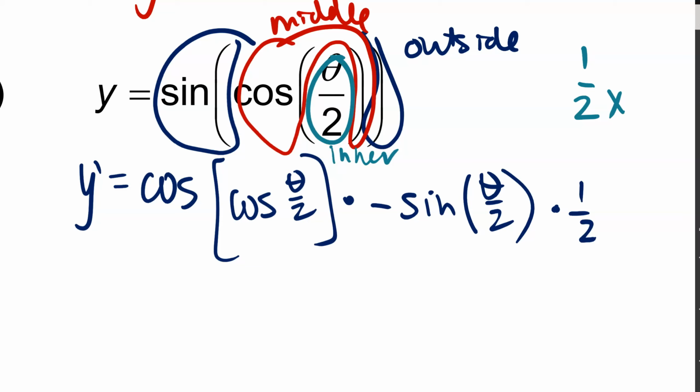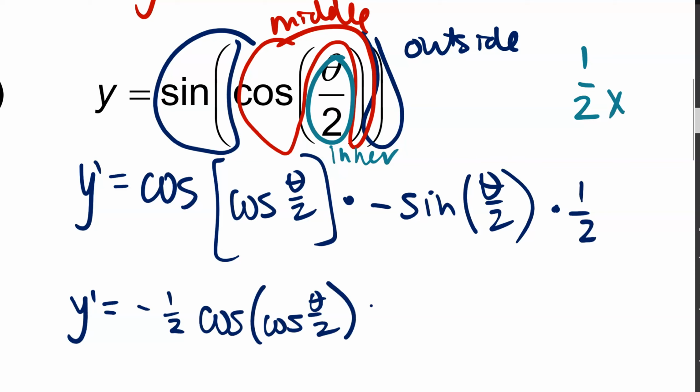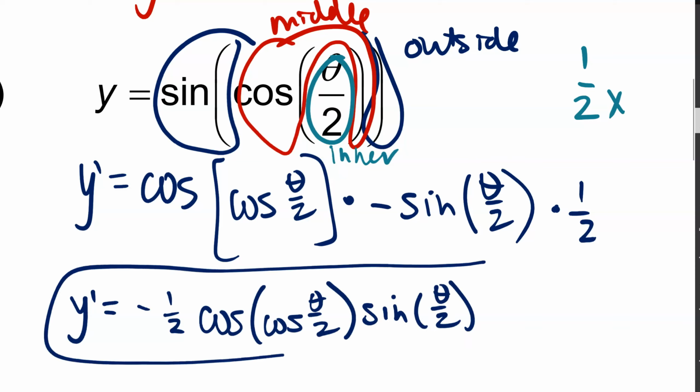Okay. So if I want to write this nicely, I'll have negative 1/2 cosine theta over 2 times sine theta over 2. All I did was move the negative and the coefficient in front, and then that's it. We're good to go. Any questions?